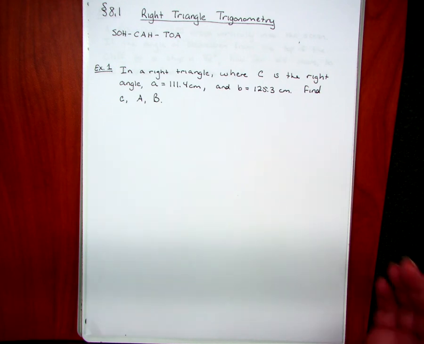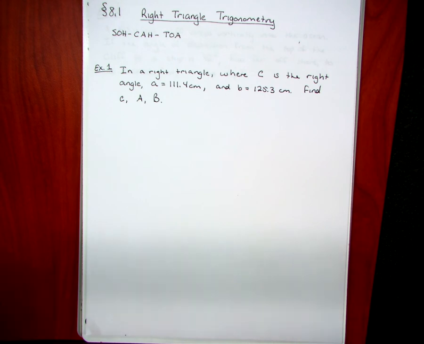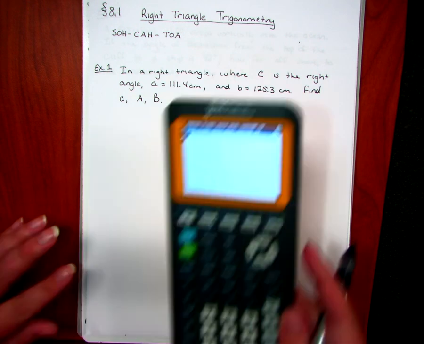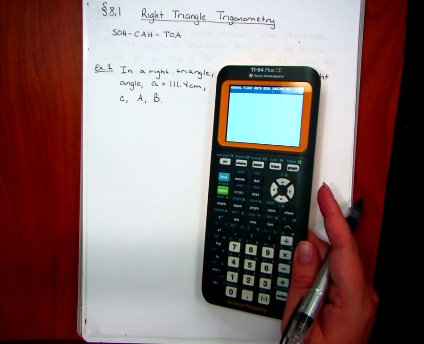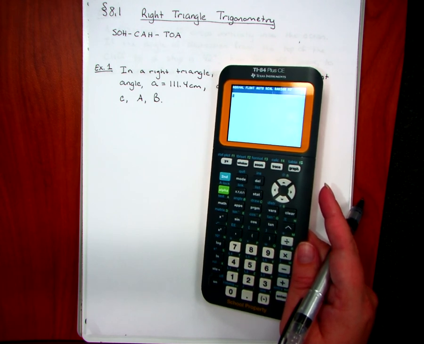This is section 8.1. We're going to talk about right triangle trigonometry. So we're going to review SOHCAHTOA. We're going to talk about solving a triangle, and we're also going to talk about angles of elevation and angles of depression. Now, for this lesson, we are going to be using a calculator, so you're going to want to make sure you have that ready.